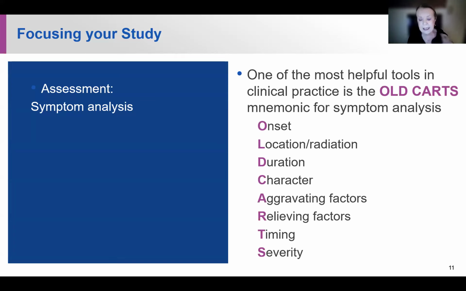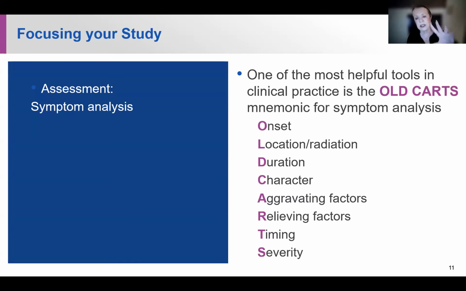Onset. I can't say this strongly enough. Timing of symptomatology is key. Timing. Exactly when did it start? How many times has it occurred? Location, duration, character, aggravating factors, relieving factors, key. What made it worse, what makes it better, timing and severity.